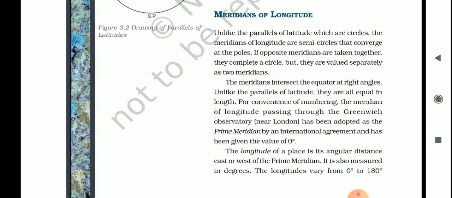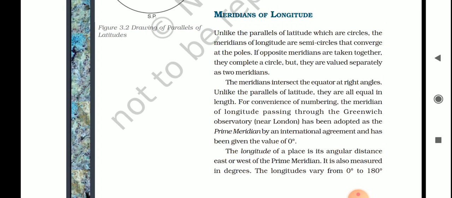So students, meridians of longitude are semicircles. They join the poles, north to south, and if opposite meridians are taken together they complete a circle, but their values are separate as two meridians, right? So these meridians intersect the equator at right angles, and they are all equal in length.